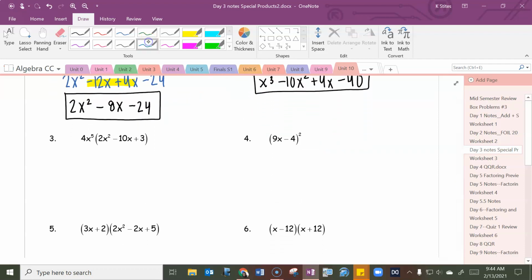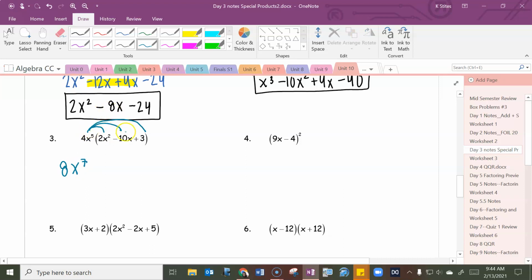All right, let's try another one. We're just distributing for this one because there's just a one term out front, so we're just distributing like normal. We just have to be careful with our exponents. 4x to the 5th times 2x squared. Well, 4 times 2 is 8, and our exponents are adding, x to the 7th.